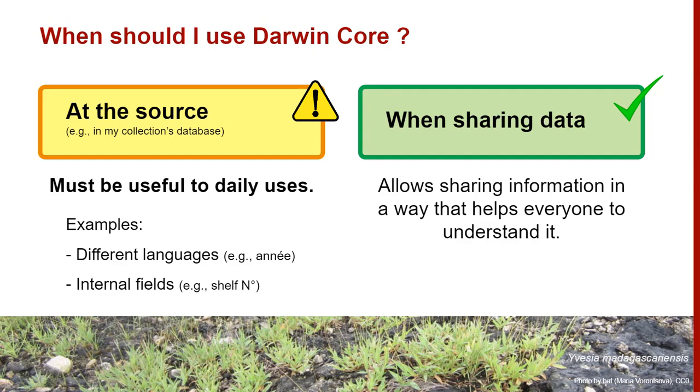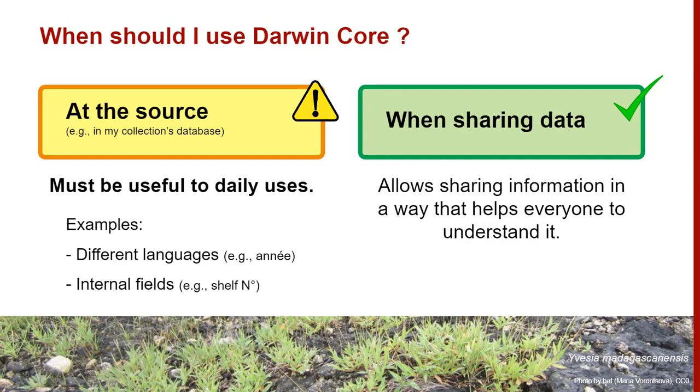However, there is a difference between using the standard at the source of the data, that is to say, in our own local databases, and using it when sharing the data with the rest of the community. When sharing, using a standard is essential because it allows us to exchange the information so that the person or computer who receives it understands what it's about.